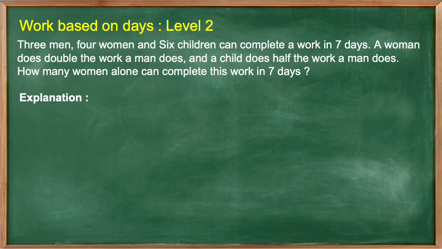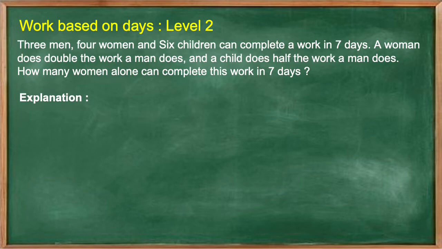Work based on days level 2. 3 men, 4 women and 6 children can complete a work in 7 days. A woman does double the work a man does, and a child does half the work a man does. How many women alone can complete this work in 7 days? Now read the second sentence again, that a woman does double the work a man does and a child does half the work a man does.